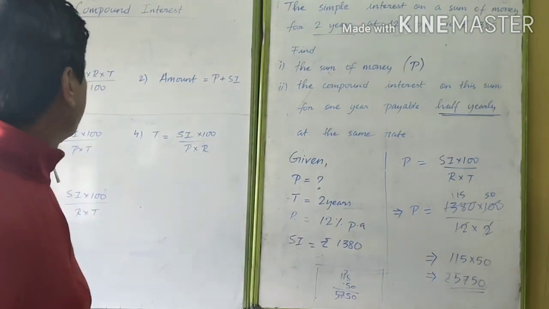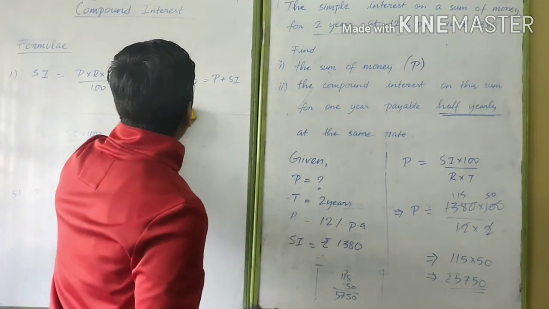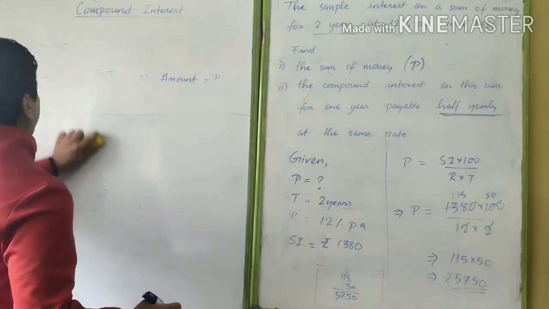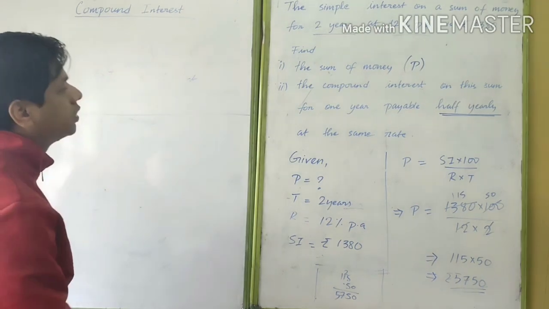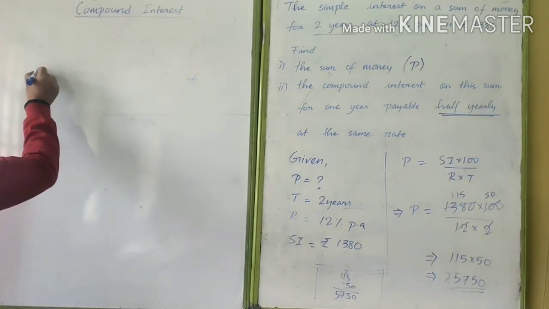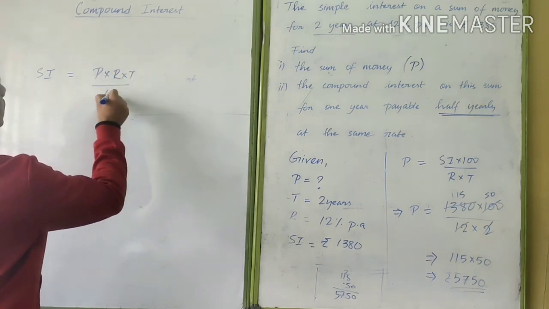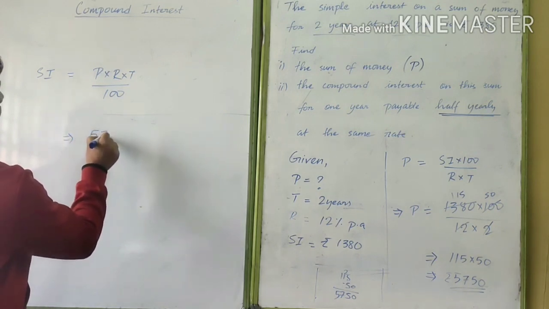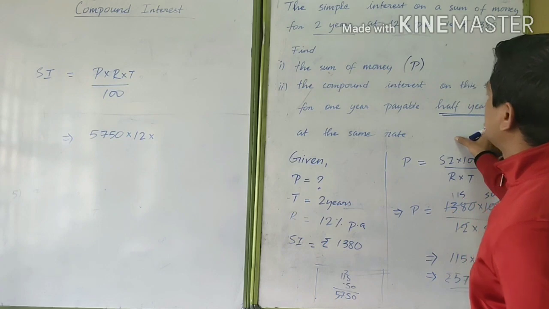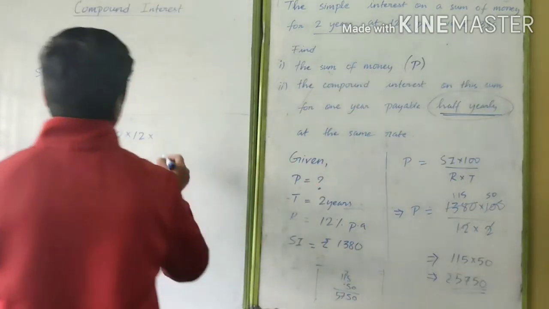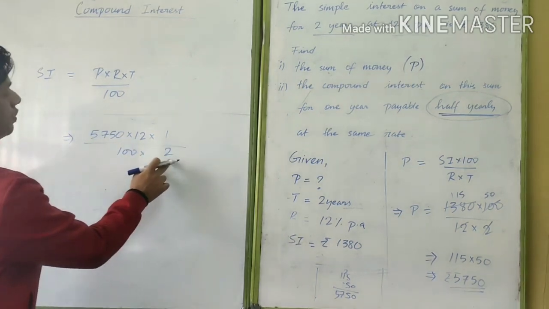Now the second part of the question asks us to find the compound interest on this sum of money. My P is 5750, so I have to find the SI. My principal is 5750, and we know the formula P into R into T by 100. My P is 5750, and the rate is already given, 12%. In time, the question says you have to be careful: compound interest is being calculated half yearly. So not 1 year, this will be half year, 1 by 2.